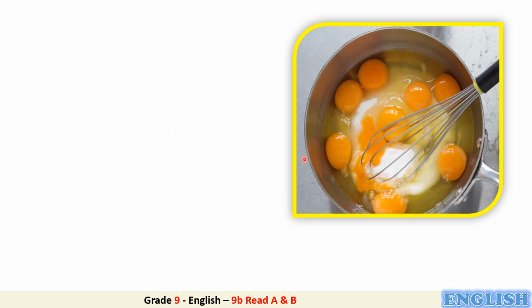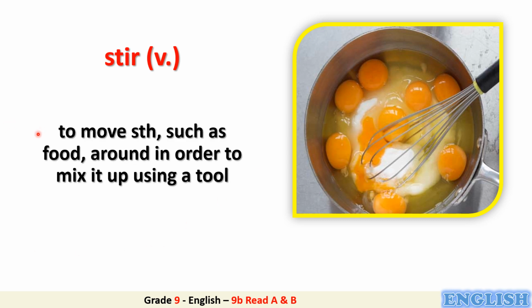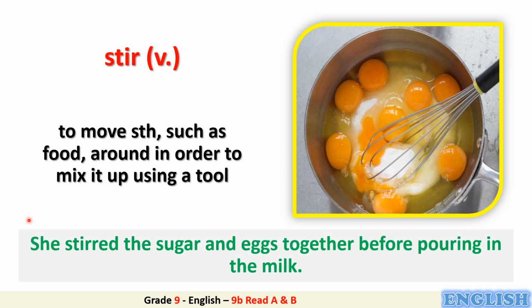What can you see in this picture? Someone is mixing sugar and eggs. Here we can use the verb stir. It means to move something such as food around in order to mix it up using a tool. For example, she stirred the sugar and eggs together before pouring in the milk.